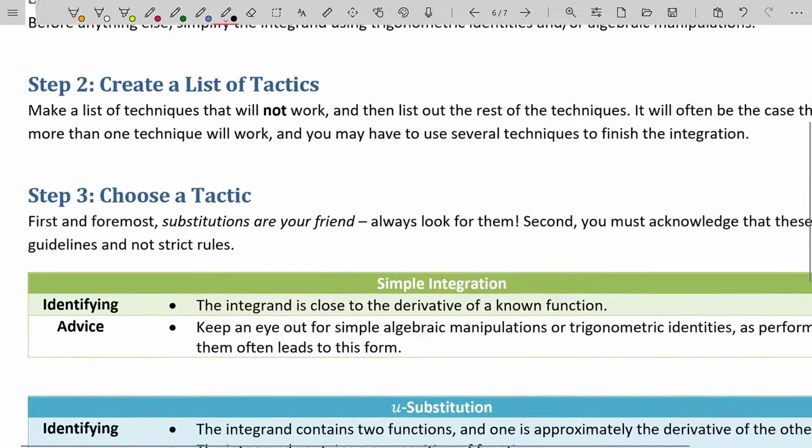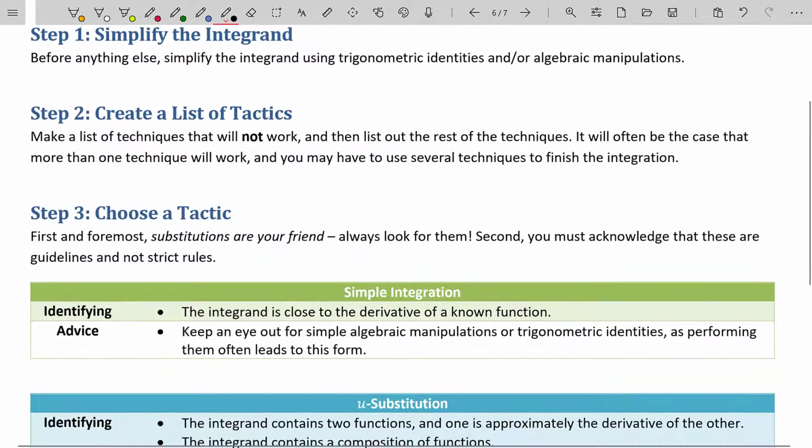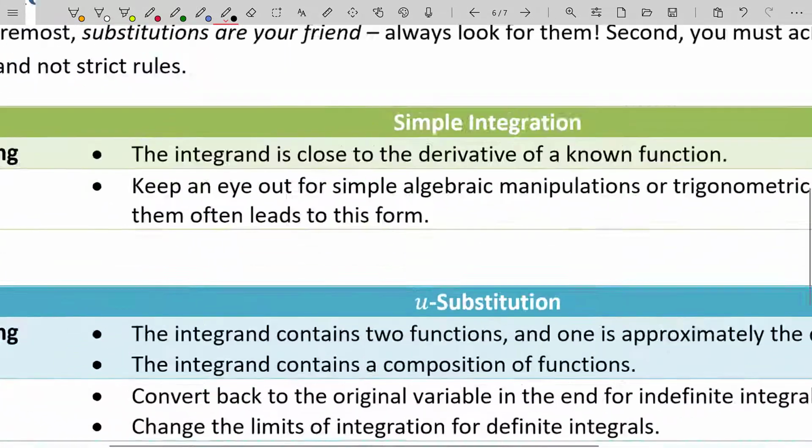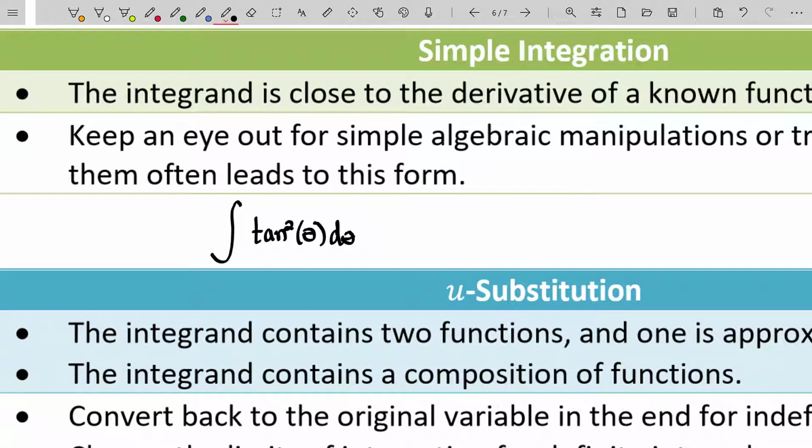Make sure you keep an eye out for simple algebraic manipulations or trigonometric identities. For example, you may see something like this and say, I don't know the antiderivative of the tangent squared offhand. And you would be absolutely correct. However, you do have a trig identity that tells you tangent squared is secant squared theta minus 1 d theta. And I know the antiderivative of the secant squared is the tangent. And I know the antiderivative of -1 is a negative x, or negative theta in this case. So just keep an eye out for trig identities, stuff like that, that you can manipulate to get to easier forms.